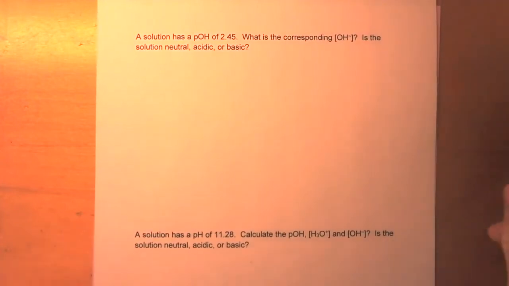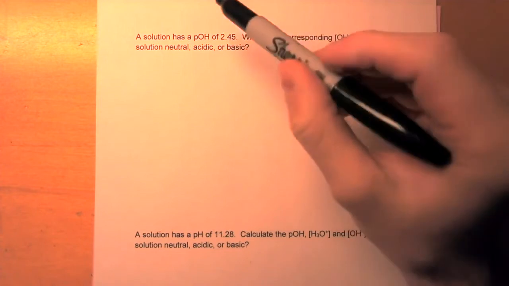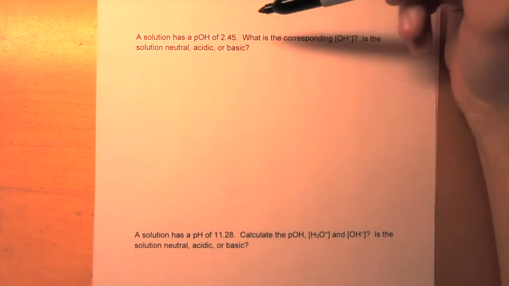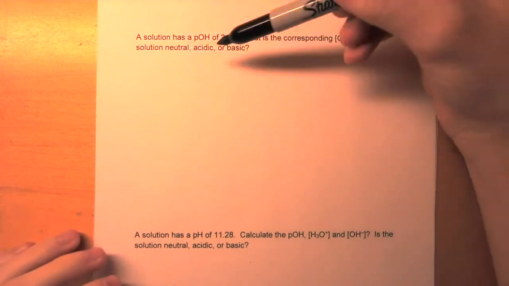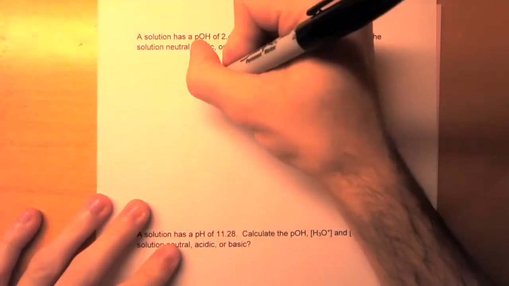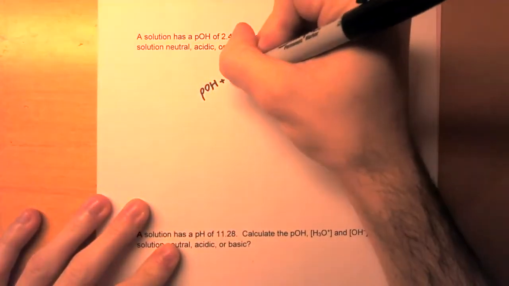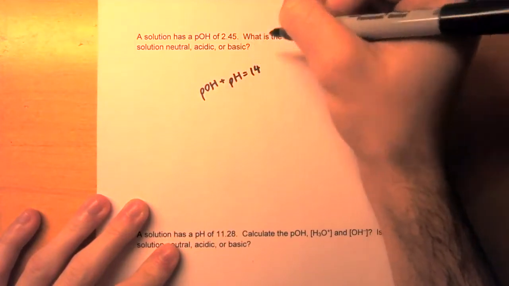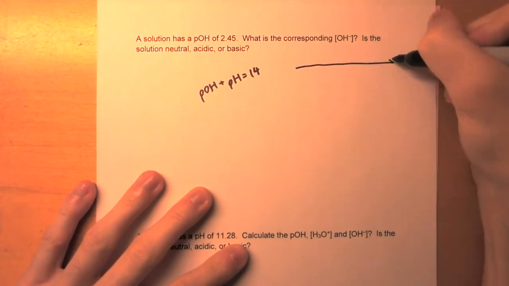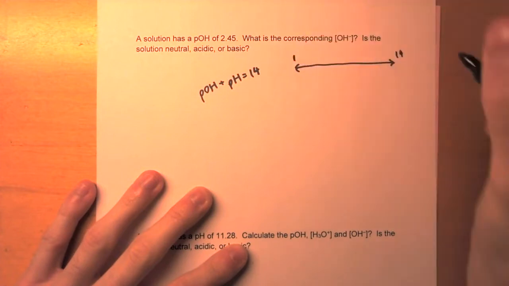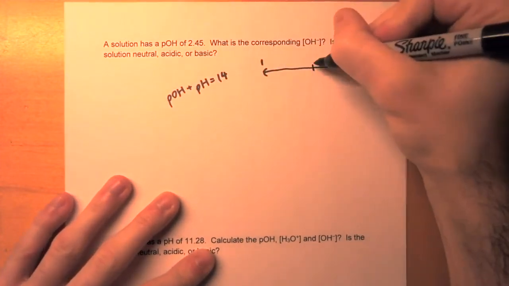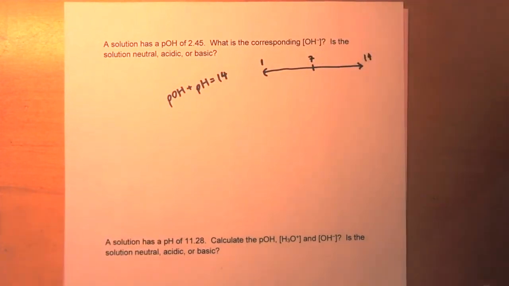A solution has a pOH of 2.45. What is the corresponding concentration of OH minus? Is the solution neutral, acidic, or basic? So right away, we see we have a pOH. I personally don't like to work in pOH because you won't use it in the lab. You'll be using pH. How do we go from pOH to pH? pOH plus pH is equal to 14. If we have the pH scale, it's like a number line where 14 is highly basic and 1 is highly acidic. 7, usually what our blood is, is neutral.